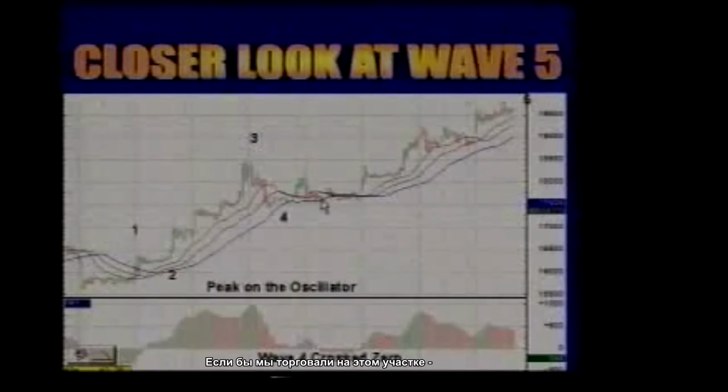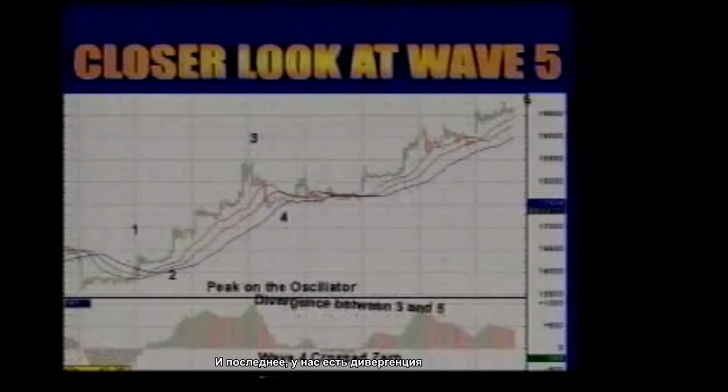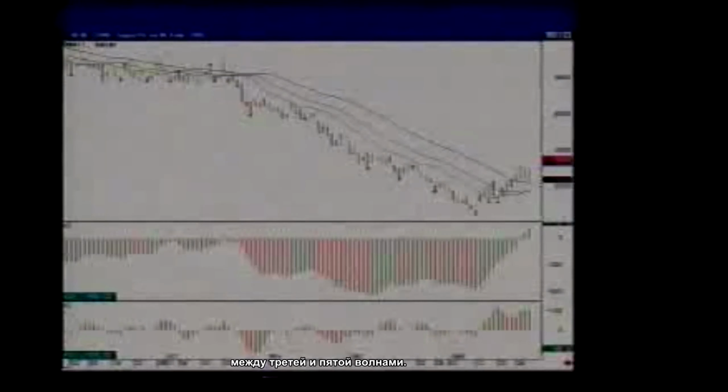So had you been trading this, or had we been trading it, we would not look for a place to go long until here. We would not go long there, because it had not crossed 0. At this point, we'd be looking for a place to go long, and here's your first fractal outside the mouth, and you would have taken most all of that profit home. And lastly, we have divergence between 3 and 5.